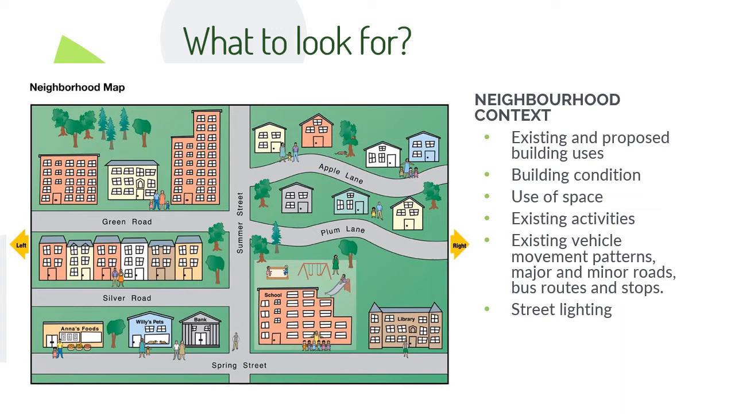And then, are there activities in the neighborhood that may create strong vehicle or pedestrian traffic? And then, existing vehicle movement patterns, major and minor roads, bus routes, and stops. These are important when you consider your site selection or where your neighborhood could be. And then, the existence of street lighting. If not, you will have to introduce them for urban design.